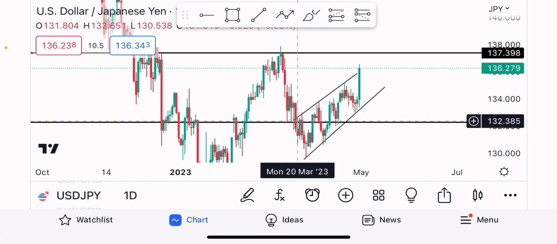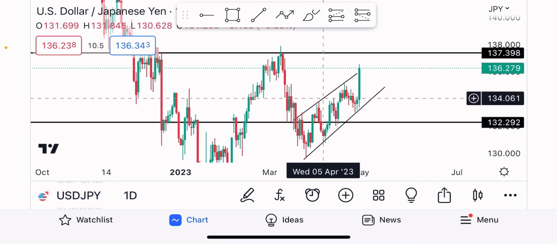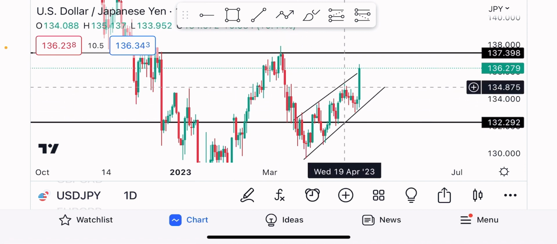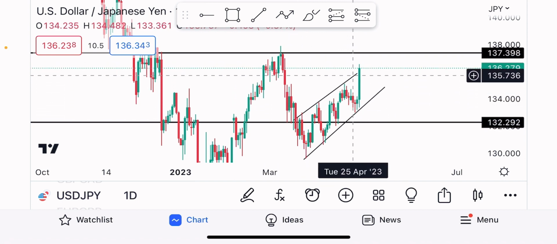At this point we had a high, then we had another high that followed. This high is actually higher than this high, and we had another high as well. So you can see the market pushing to the upside, going to retest this level.